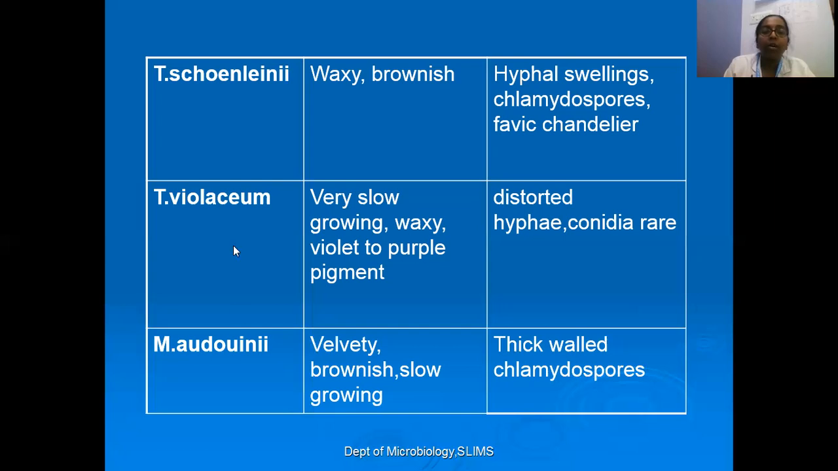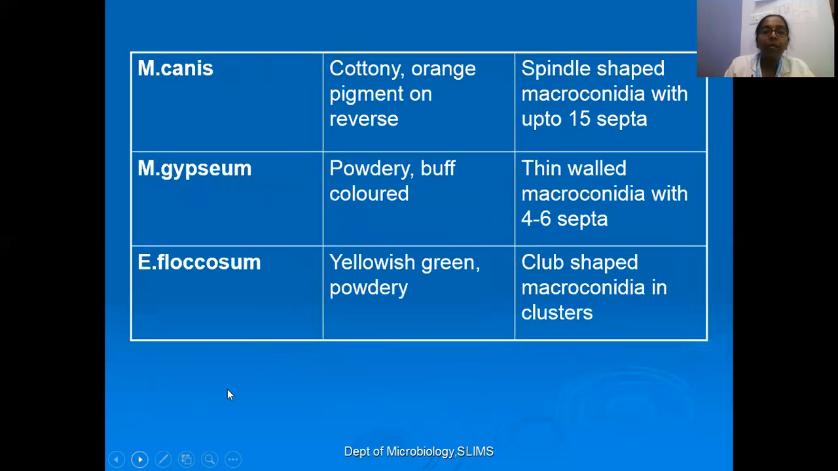Then Microsporum audouinii is usually velvety, brownish, slow growing, with thick-walled chlamydospores. Microsporum canis is cottony with orange pigment on the reverse, and spindle-shaped macroconidia with up to 15 septa. Microsporum gypseum is powdery buff in color. Thin-walled macroconidia with 4 to 6 septa are seen.